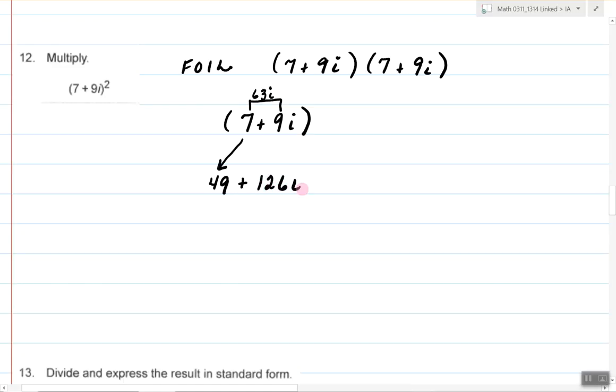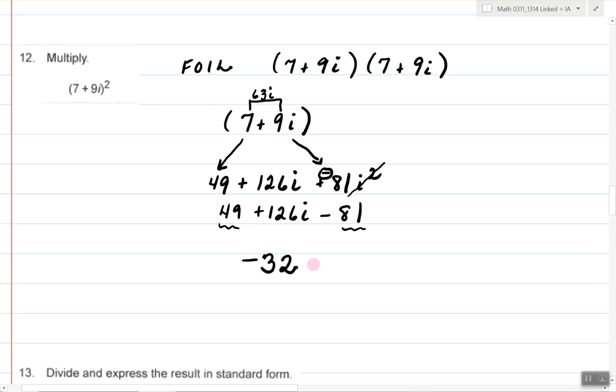That is 126i. And then square the last. 9 times 9 is 81. i times i is i squared. I squared changes this sign. So I have 49 plus 126i minus 81. Combine the real parts. That will give me negative 32 plus 126i.